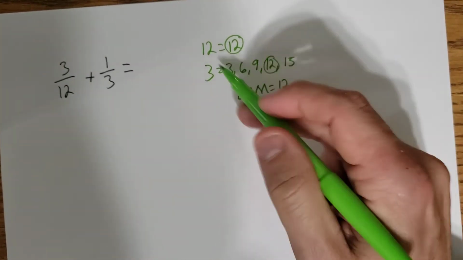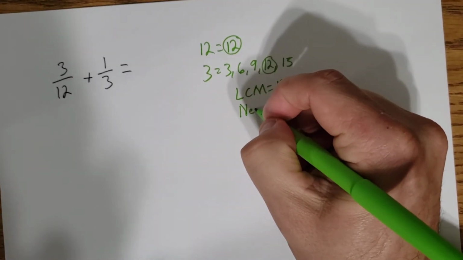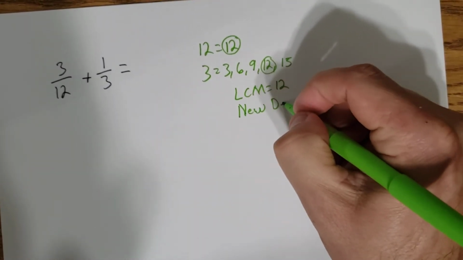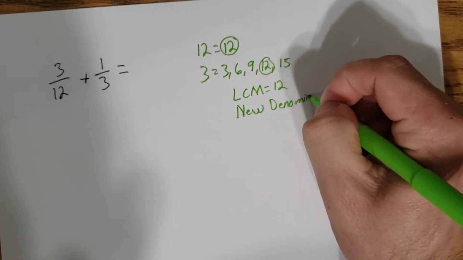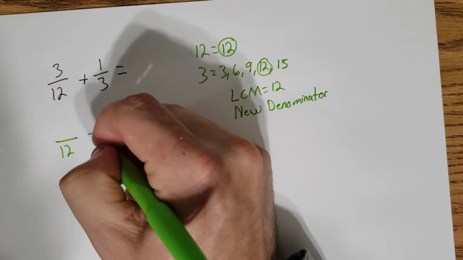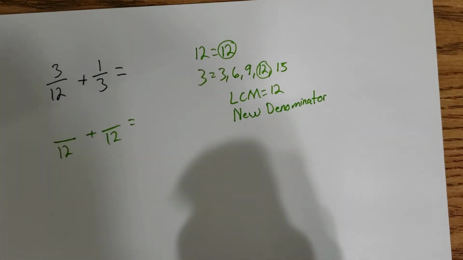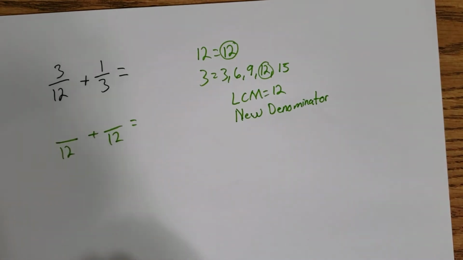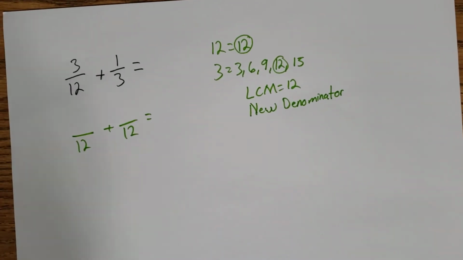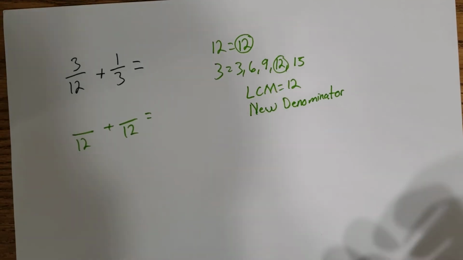Common means same. These are the multiples. 12 is the littlest one they both have. What do we do with that? That becomes our new denominator. So we know we have to have 12 on the bottom because that's our denominator. But that means our fractions are going to have to change the digits. They're not changing their value. They're going to be equivalent, just in a different style.